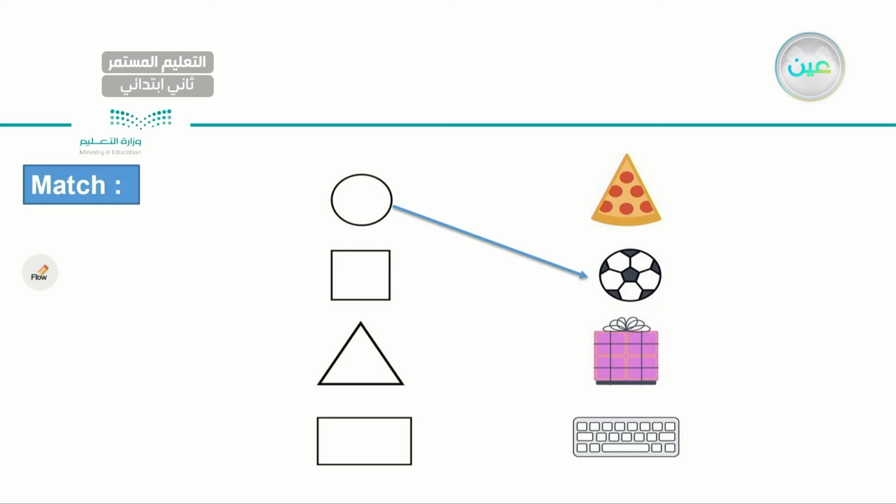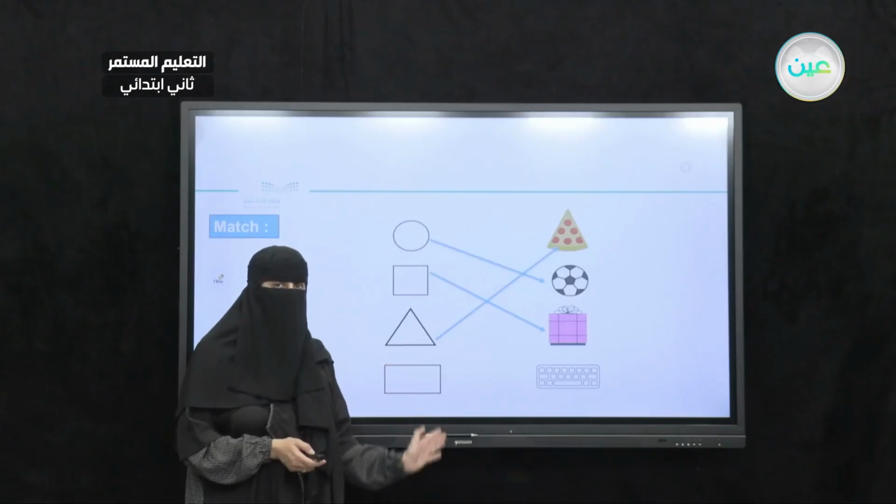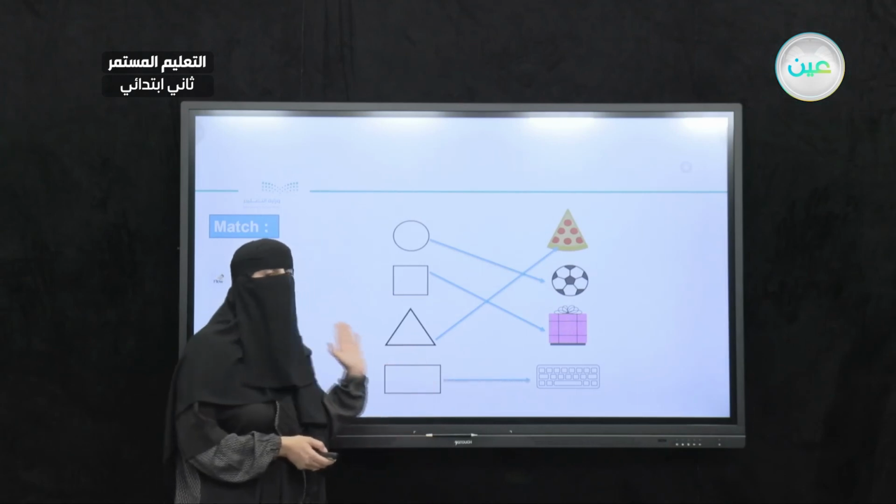Next one, I have a square. Which item looks like a square? That will be the present or the gift. Very good. Next, I have a triangle. A slice of pizza looks like a triangle. Very good. Last one, I have a rectangle and I have a keyboard. Very good, my dear students.